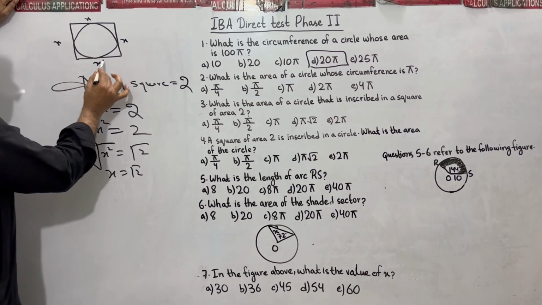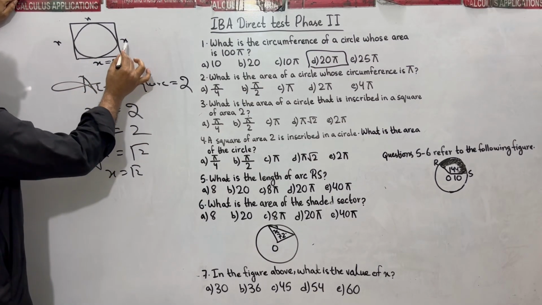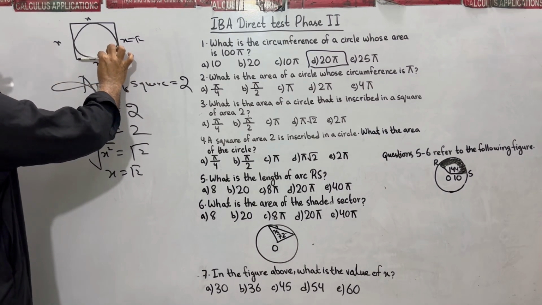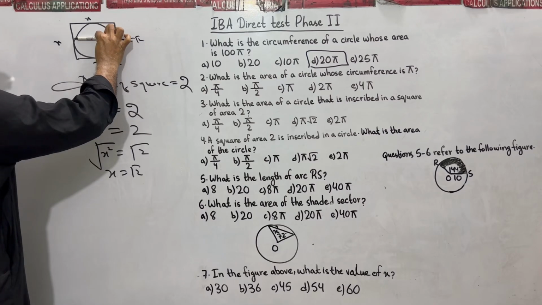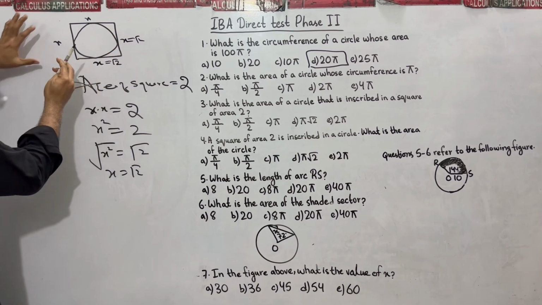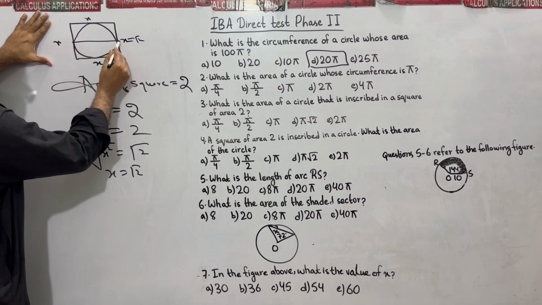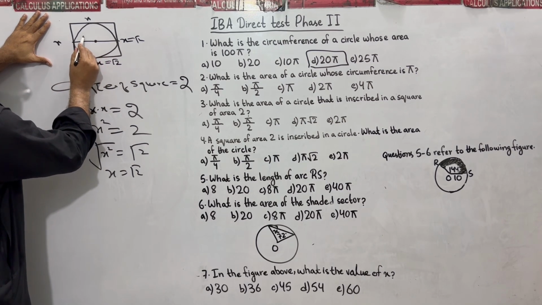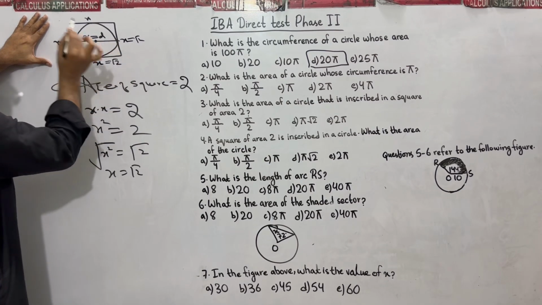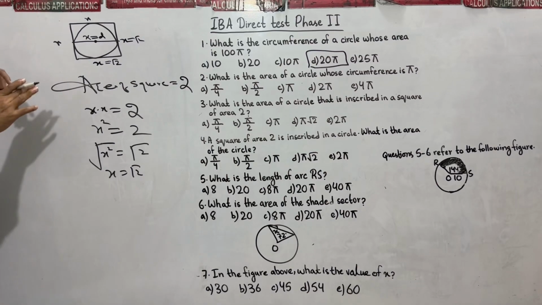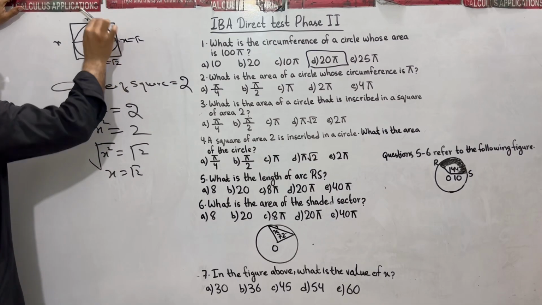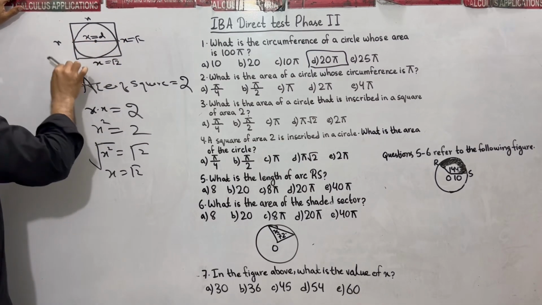Now look at this. The side x is under root 2 in that case. This complete length is under root 2, and this is also under root 2. From this one can infer that it is x from the square's point of view and it is the diameter from the circle's point of view. Every length here is square root 2.